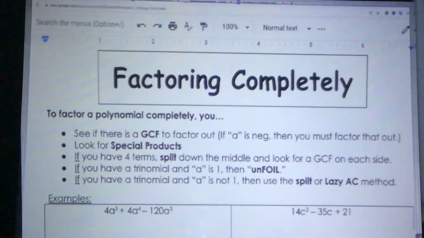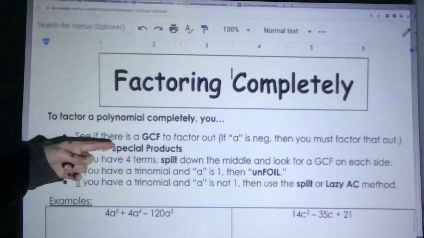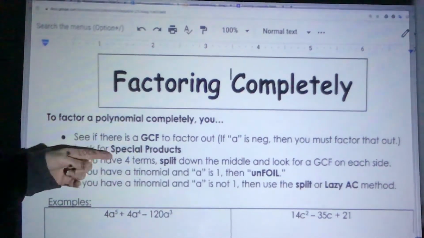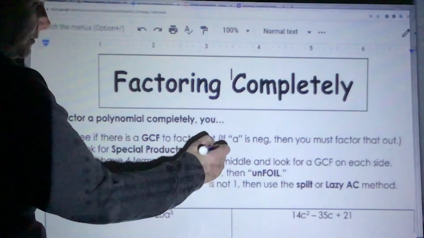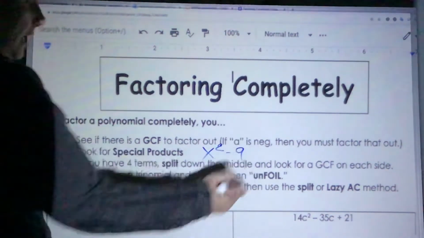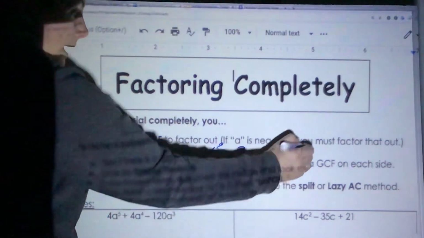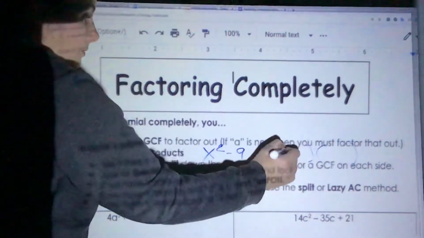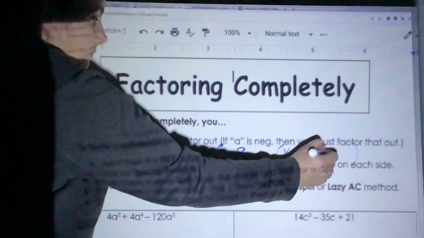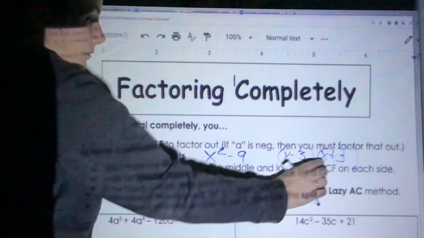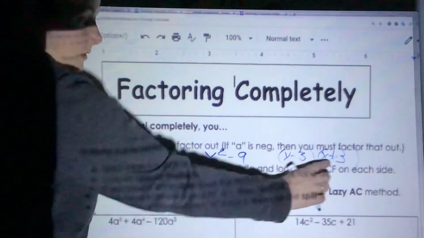Then once we take out a GCF, if there is one, we're going to look for special products. So we're going to look for a difference of two squares. So we're going to look to see if we have something like x squared minus 9. If we have a difference of two squares, that would factor into two binomials, x minus 3, x plus 3. Two conjugates, there's a minus and a plus.